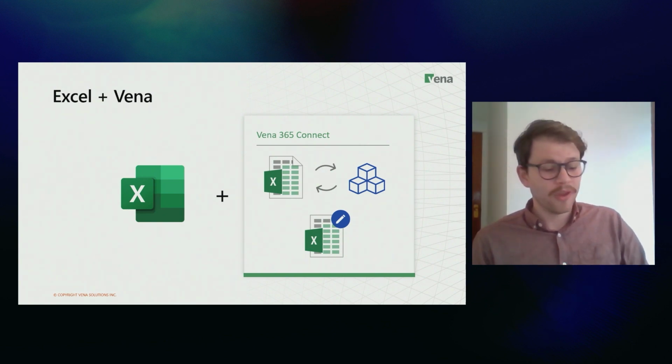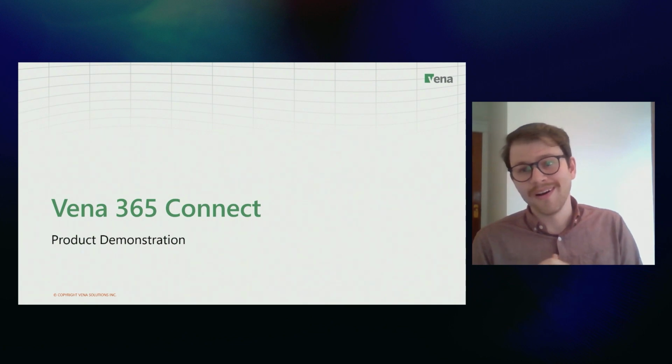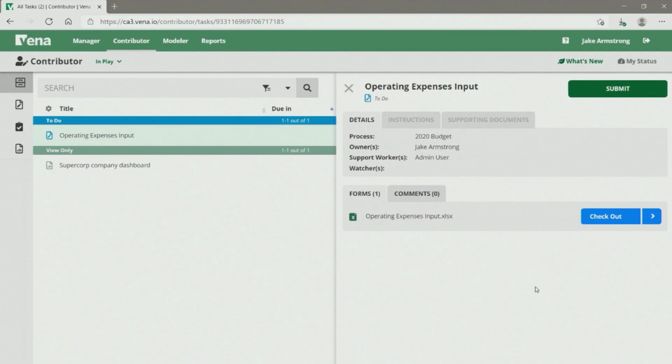So without further ado, I'd love to show you how we take advantage of Office add-ins in a demo right here. So our Open in Excel experience starts on our main web app, Vena.io. So let's start by checking out the operating expense input file.